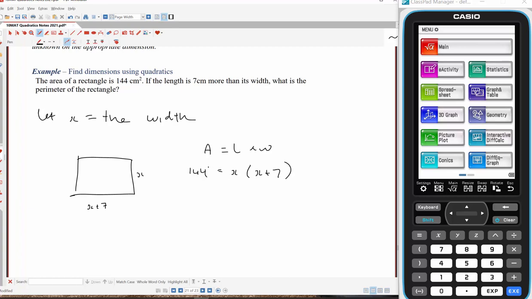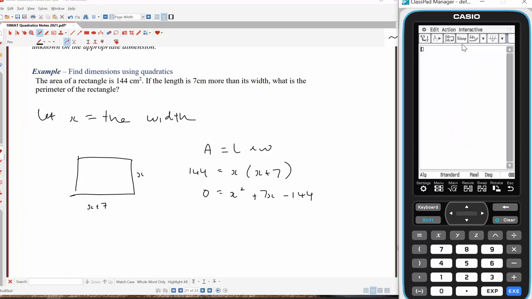Alright, so we need to solve this thing. Now recall that to solve this, what we need to do is use the null factor law. So let's get x squared plus 7x, take away 144, equals 0. Alright, so for this one here, let's use our calculator. So we'll go shift and solve, 144 equals x plus 7, comma x. Actually that could have been solved via the cross method, so we could have factorized that quite easily.